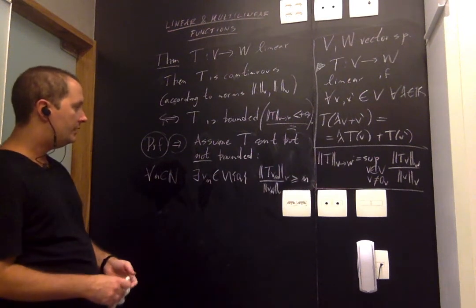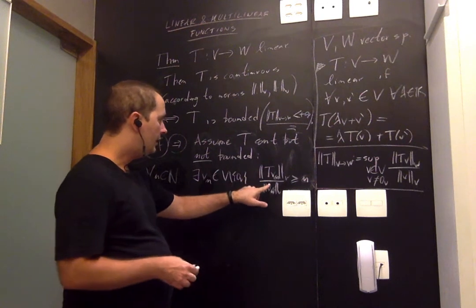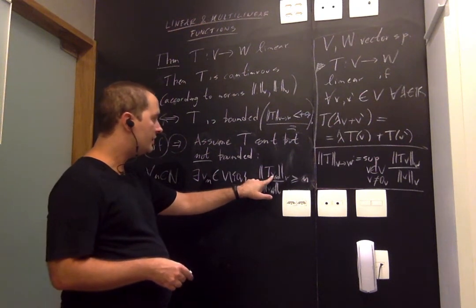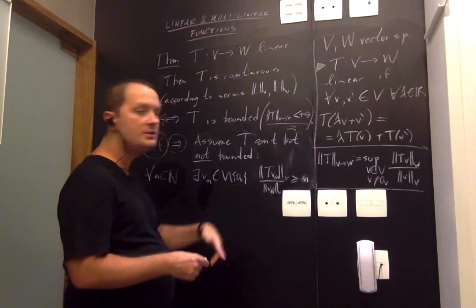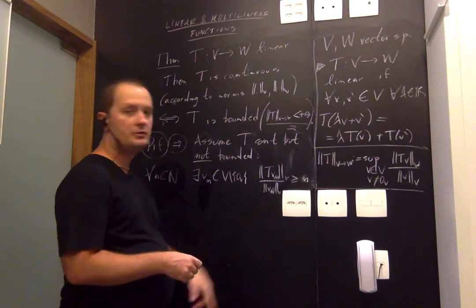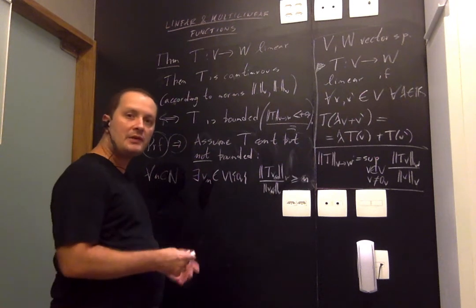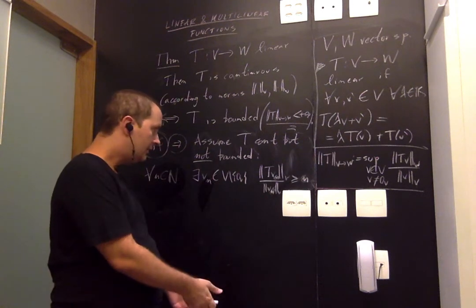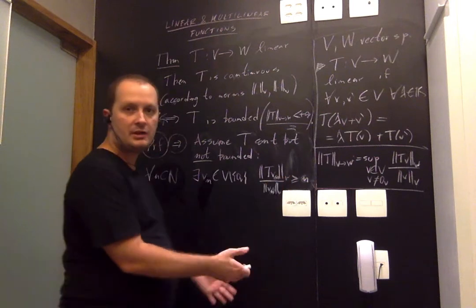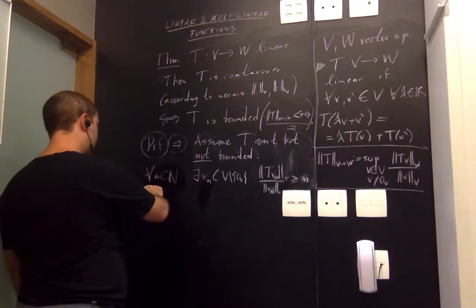So if we look at what's going on here, this is saying I have vectors whose, when I apply T to them, the ratio between T v sub n and v sub n gets larger and larger. From these, I'm going to build vectors that go to 0, such that this ratio still gets larger and larger. And that's going to be our contradiction. Okay, so what are these vectors?